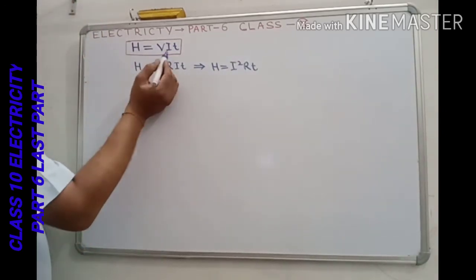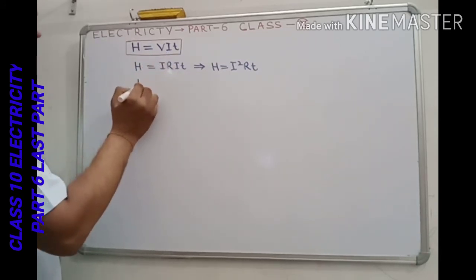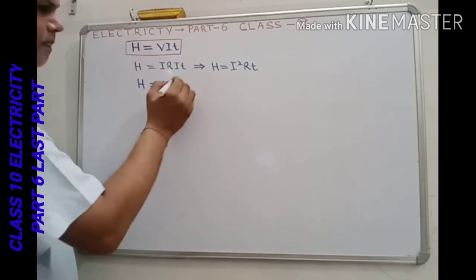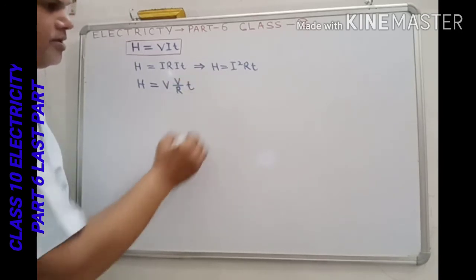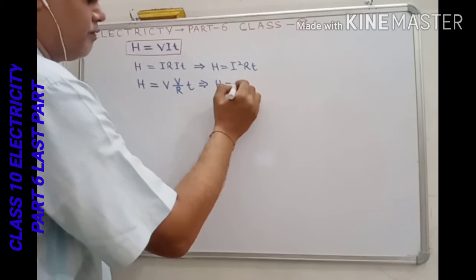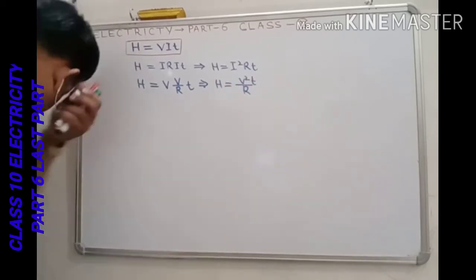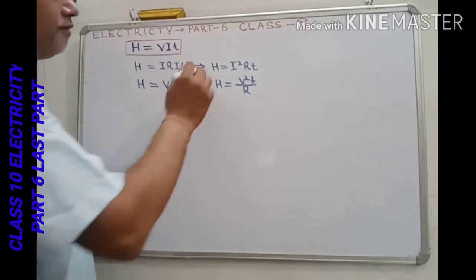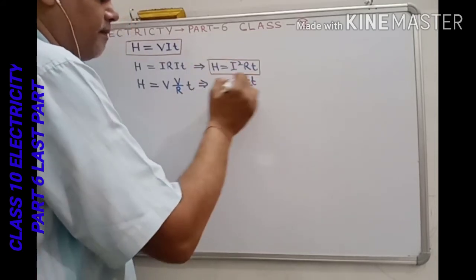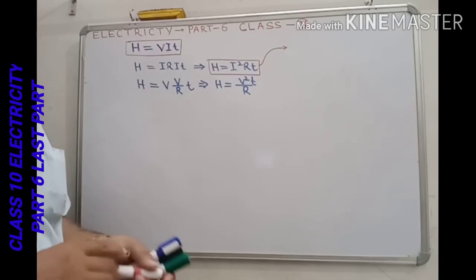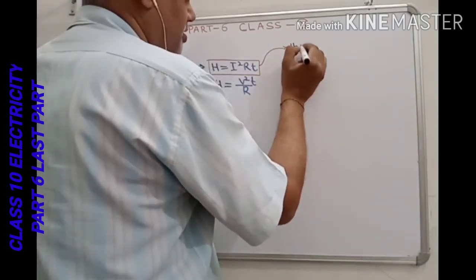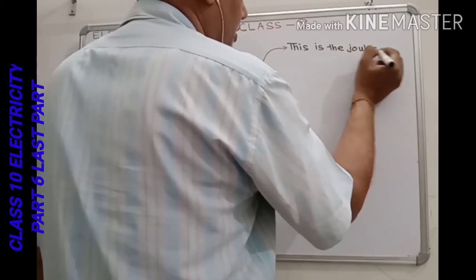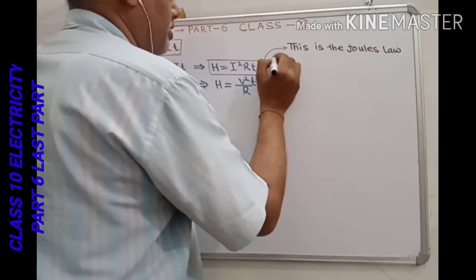Similarly, if I replace I by V upon R using Ohm's law, then V times V upon R times time T, so this heat energy now becomes V square T upon R. This is the Joule's law of heating effect.